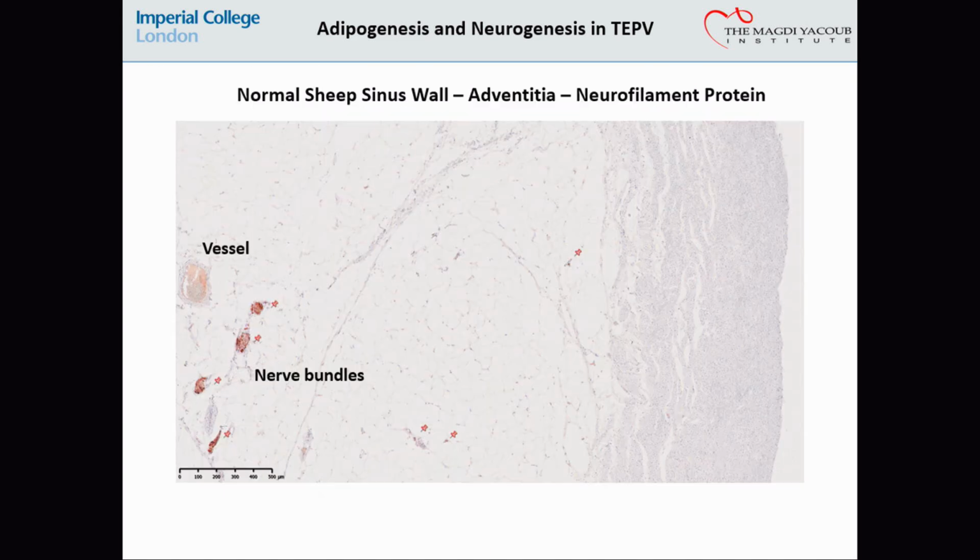So this slide is a normal section through the normal sheep sinus wall, and it shows the intima, the media, and the adventitia. So the adventitia is a rich compartment of the sinus wall, which contains a lot of adipose tissue. It contains nerve bundles. These are small nerve bundles, vessels, and lots of cells, lots of fibroblasts and macrophages as well. So this is what we would aim for our tissue-engineered valve to look like.